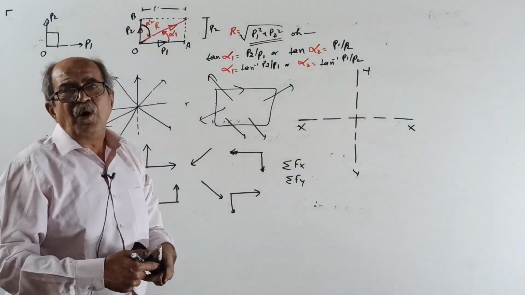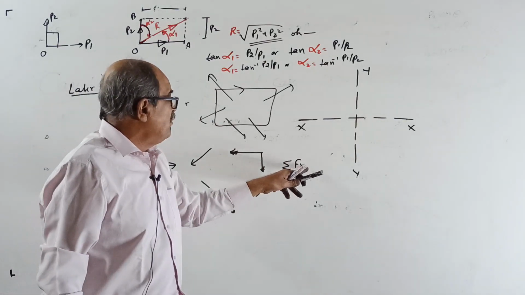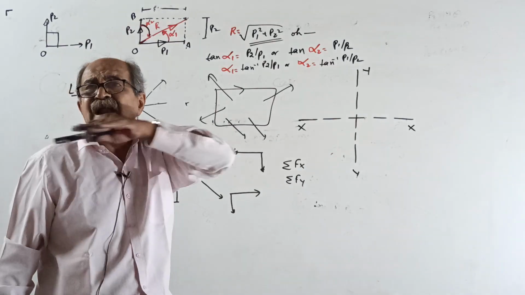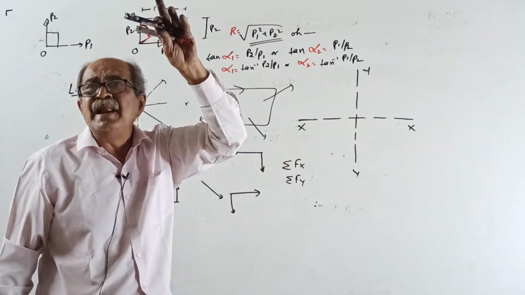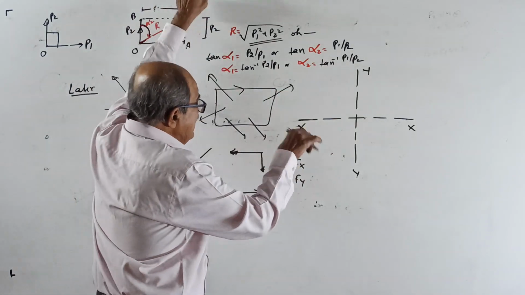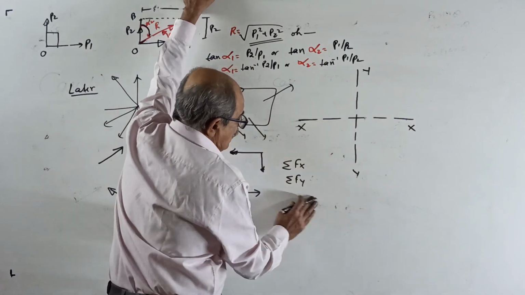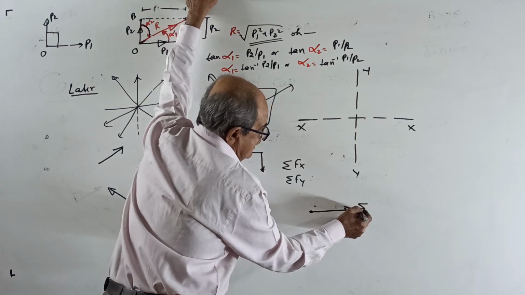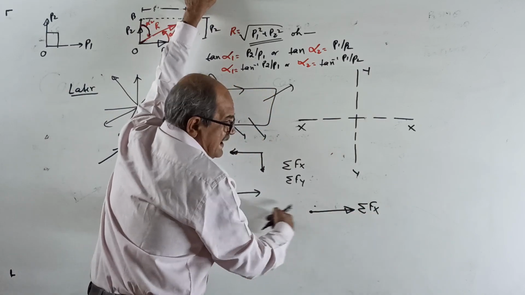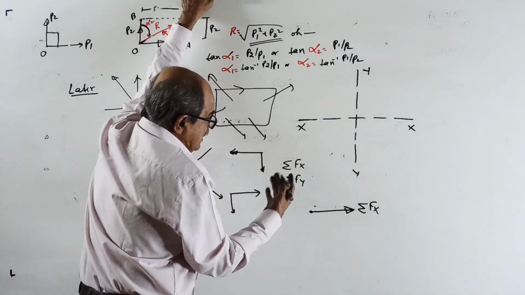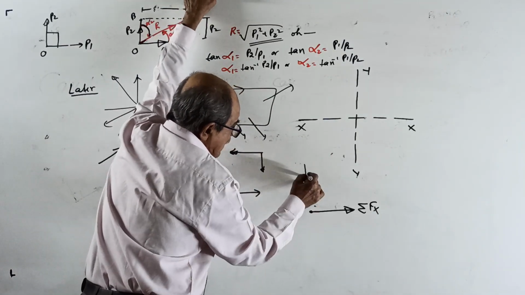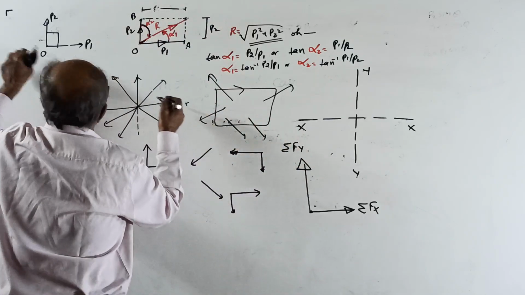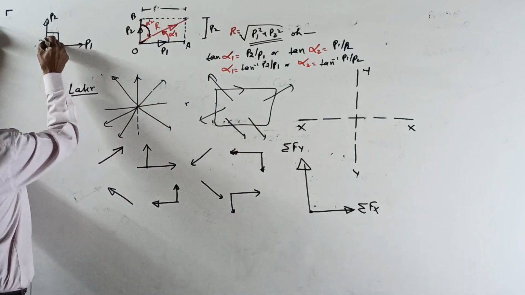Sigma fx is the algebraic sum of components of all the forces in the x direction. See, when you go to the x direction, all are in one line, theta equal to 0 or 180. Then finally we write the sum of the force system. This is your sigma fx. Of course, make a note, it can be on the left side also. We don't know. And imagine this is your sigma fy. That is the same as here, P1 and P2.